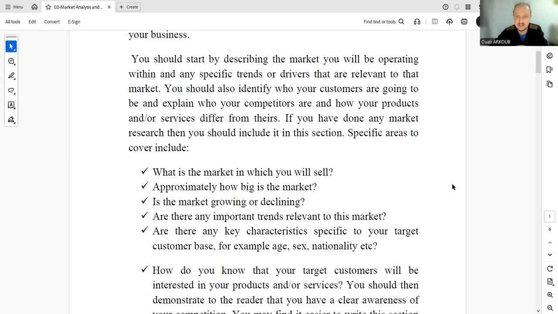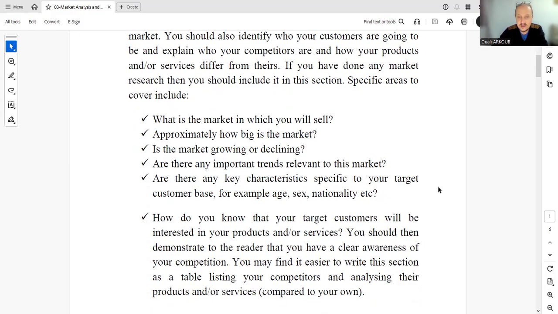Are there any key characteristics specific to your target customer base? What are the characteristics of your target customer base? For example, age: is your product for kids or adults? Also sex, for women or for men. Nationality or religion: for Muslims, for Christians, for others, for Africans, for Algerians, etc. It is very important to determine your target customer base, the nature of your target customer.